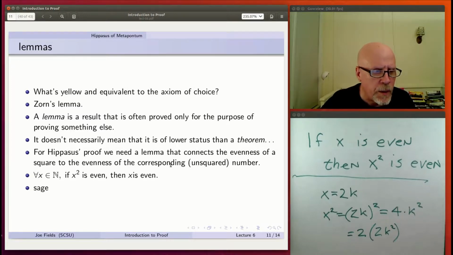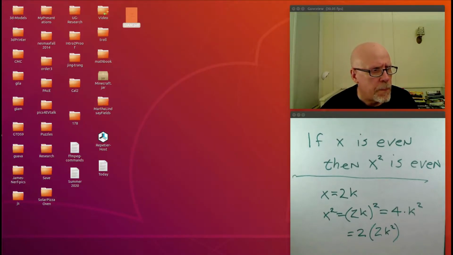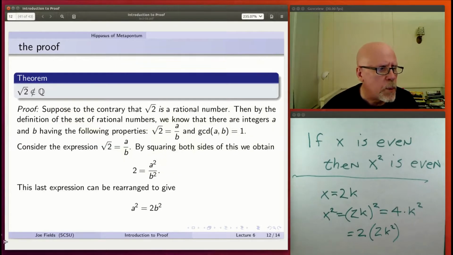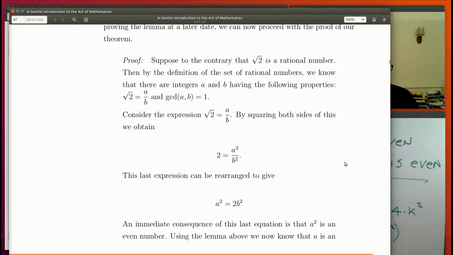Oh, I just did Sage, so I don't need to follow that. Here's the argument. I've written it in the slides so that you'd have a record for it, but I'm going to pull up the version of it that's in the Giant book because it flows a little nicer there. But the theorem we're trying to prove is right here: root 2 is not in the set of rational numbers. Okay, so here's the proof straight out of General Introduction to the Art of Mathematics.